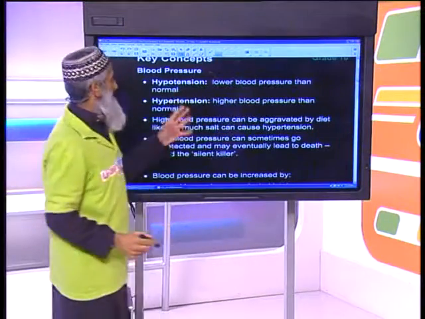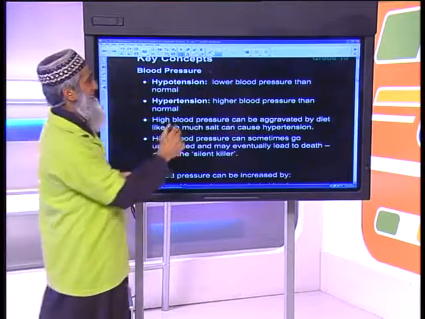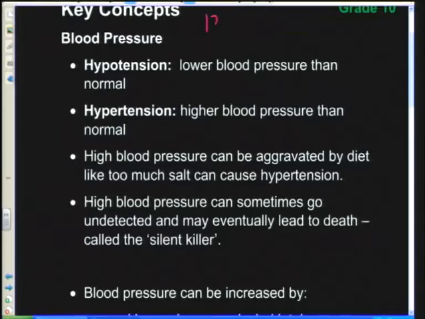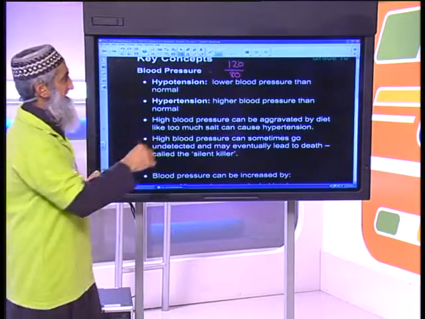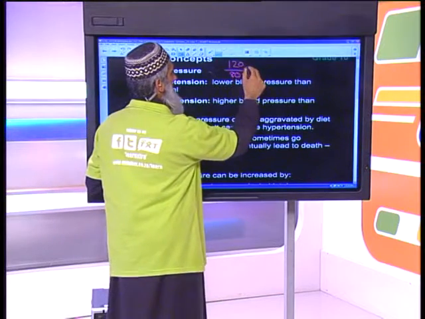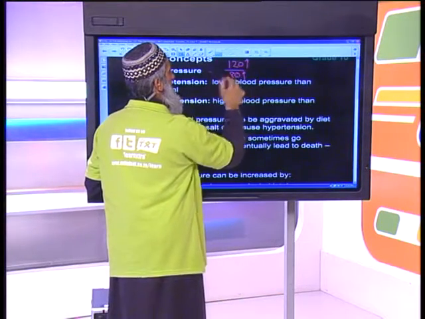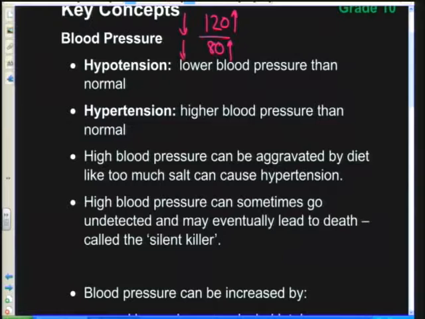So, when we're talking about blood pressure, generally the average blood pressure should be 120 over 80. Your systolic should be 120 and your diastolic blood pressure should be 80. It will fluctuate around that amount. But if either number goes too high or too low, either the bottom number or the top number, it is not good for you.